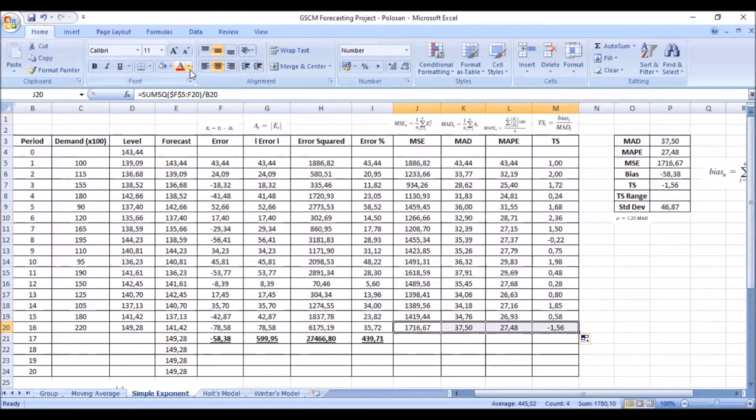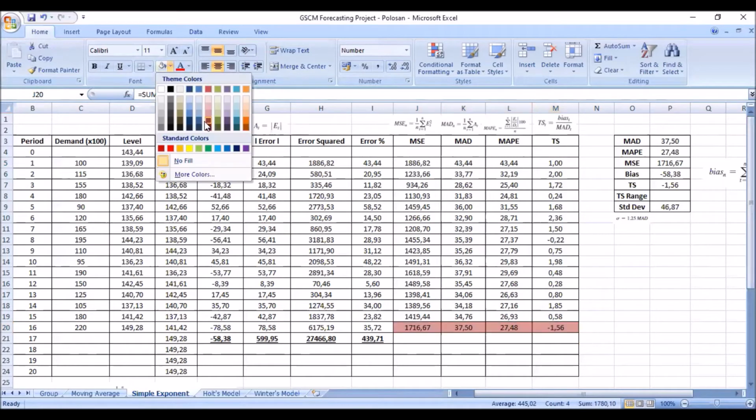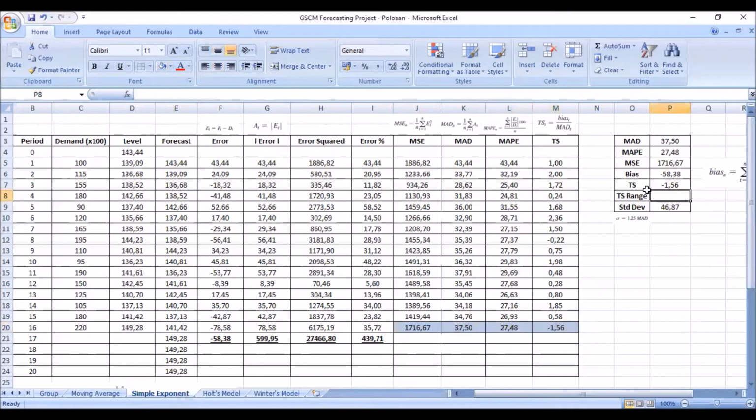And don't forget to highlight the error measurements result with any colors so it will be easy to find and understand the final result. And before we go to the essence, we can also clarify the TS, where we're going to use the formula of bias, which is the total of errors divided by the total of MAD. And then we have it.